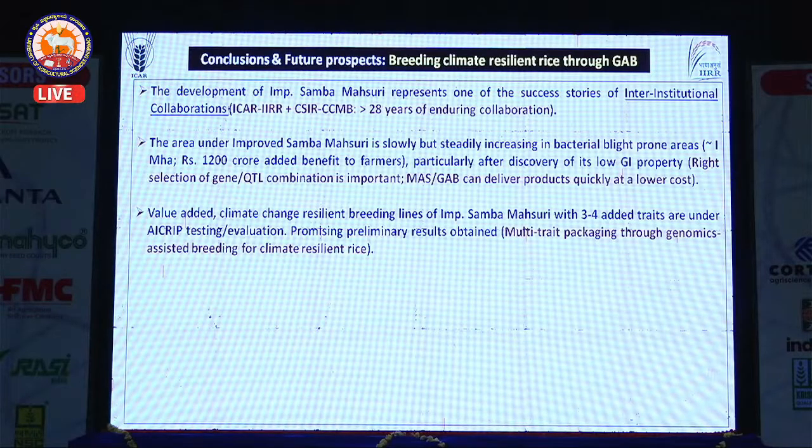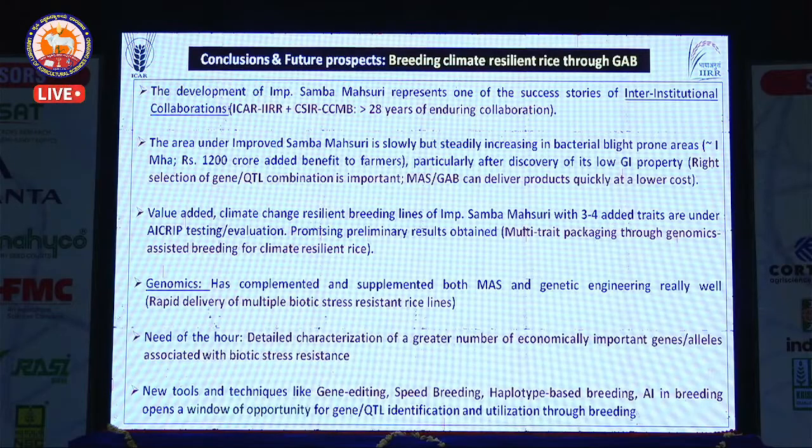Another take-home point is that you should not target improving only 1 or 2 traits. You should always be ambitious or over-ambitious, and multi-trait genomic-assisted breeding is a way for us to move forward. We have demonstrated this in the background of Swarna and Samba Masuri, and CRRI has done it in several backgrounds. IRA has done it with the help of NAPV also, in terms of adding value to several basmati varieties.